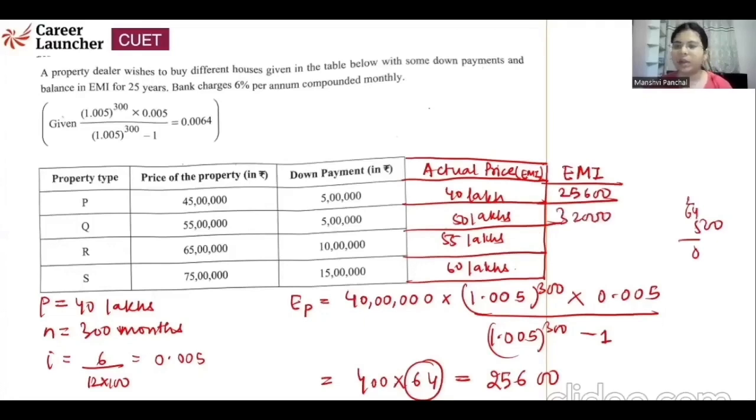32,000 is for this thing. Then 55 lakhs. So it will be 550 into 64, right? So this will be 32,000 plus 3,200, so 35,200. Okay, and then 60 lakhs. So 6 into 64. 6 4s are 24, 6 6s are 36 plus 2 is 38. So 38,000.